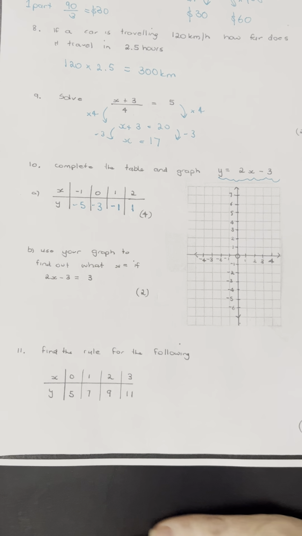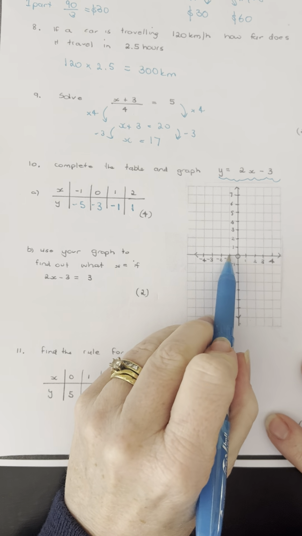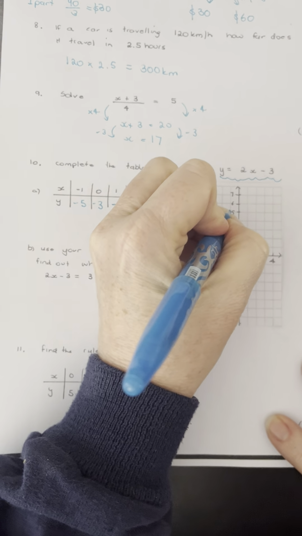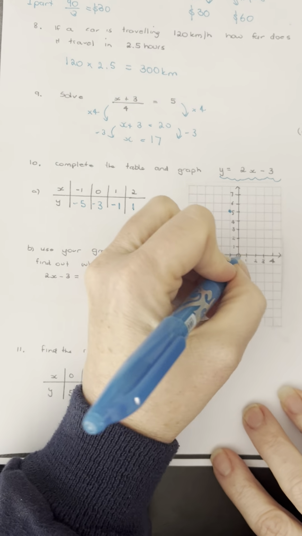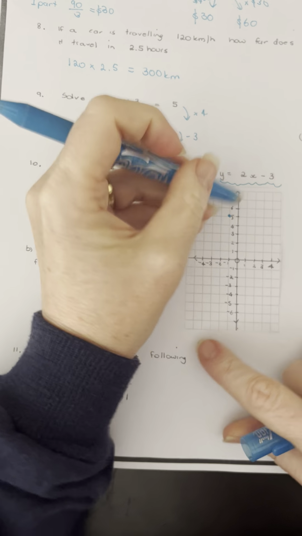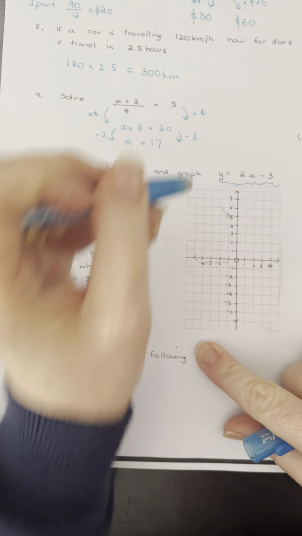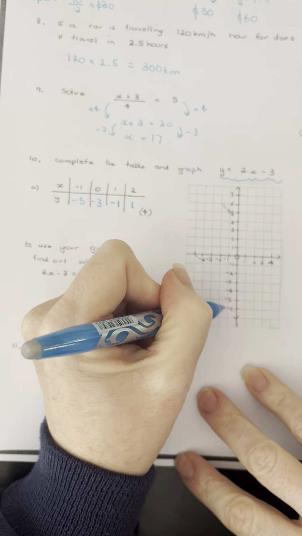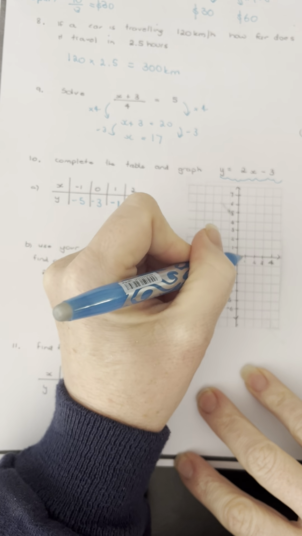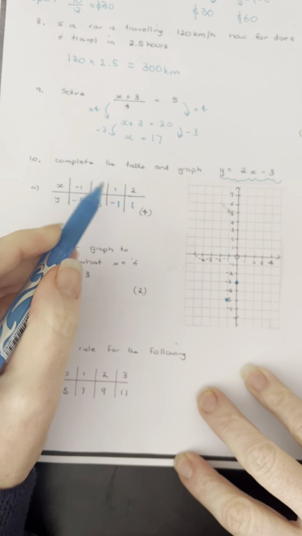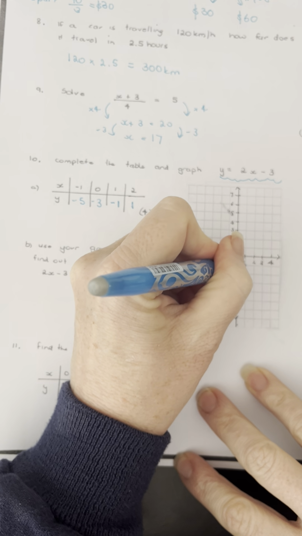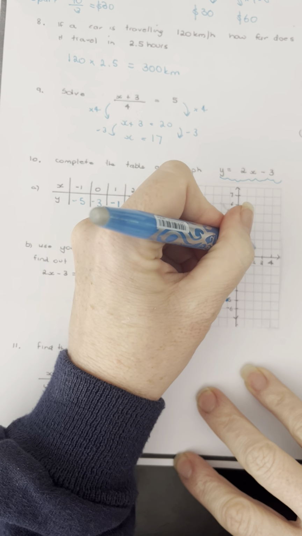Then I'm going to plot those points on my graph. So I have negative 1, 5. It's going to go up there. 0, negative, I went positive instead of negative. I'm going to rub that one out. So negative 1, negative 5 is going to be down here. 0, negative 3 is there. 1, negative 1 is here. And 2, 1 is there.